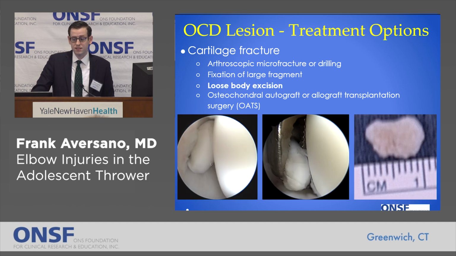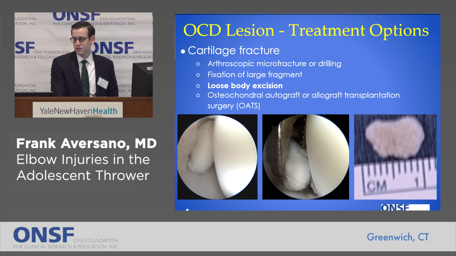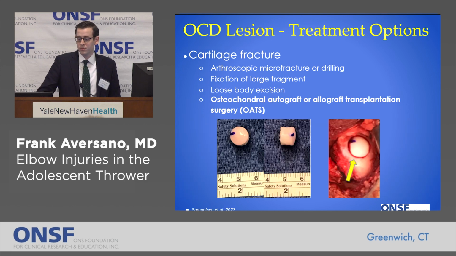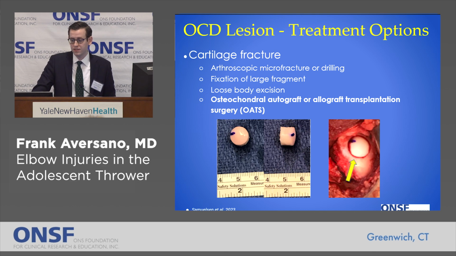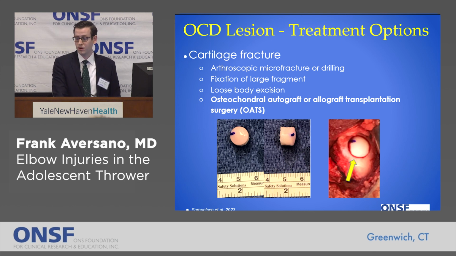If there's a loose body that's detached, that can cause mechanical problems in the elbow, so we can remove that. And if it's large enough, sometimes we'll fix it back into place with small screws or other mechanisms. But then if the piece of detached cartilage is not repairable or large enough, we'll take cartilage from either a cadaver or the patient's own cartilage from another site in their body and implant it back into that pothole to fill that defect.